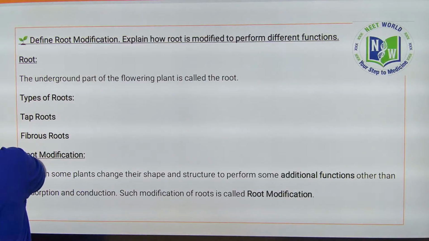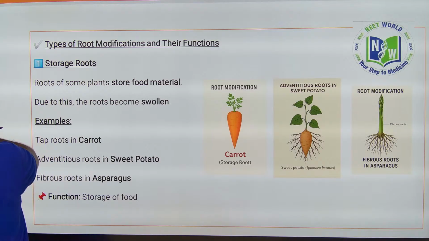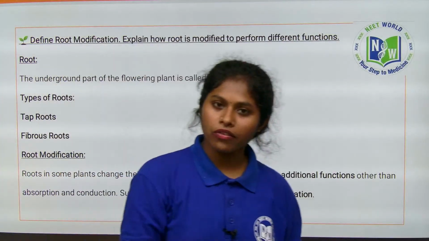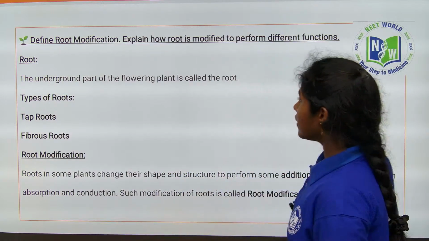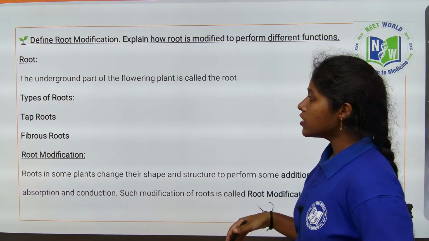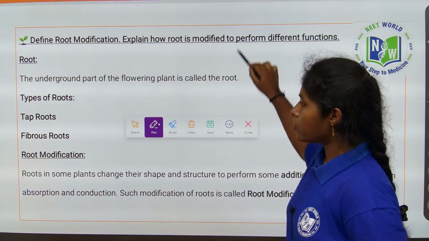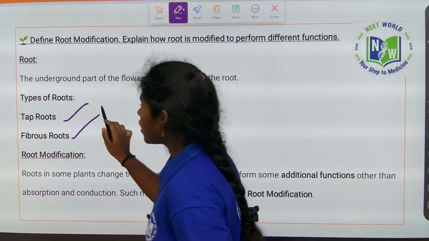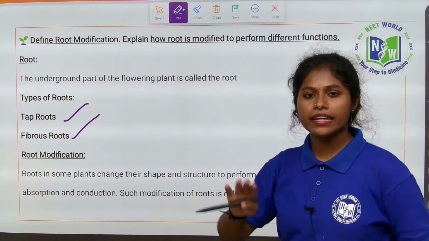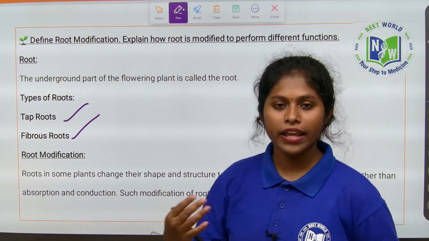So here we are discussing root modification. Where is the root present? The underground part of the flowering plant is nothing but the root, right? So how many types of roots are there? There are three types: taproots, fibrous roots and also adventitious roots. The roots which arise other than from the root part, either the stem or leaves, are called adventitious roots.